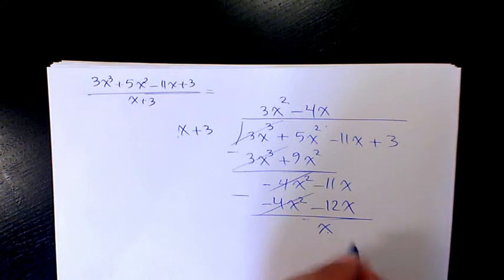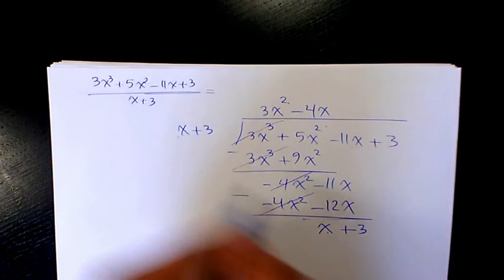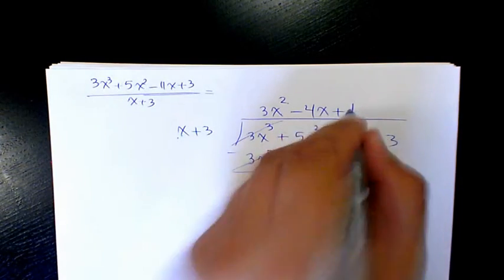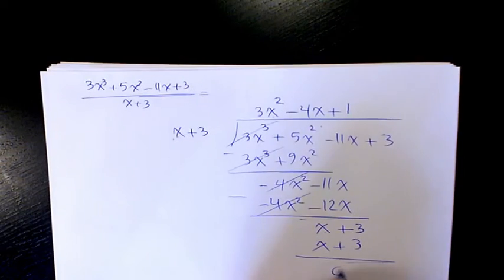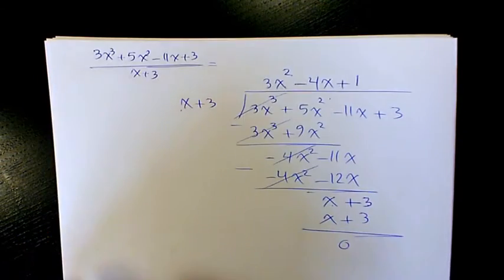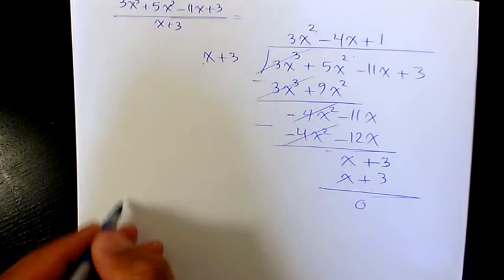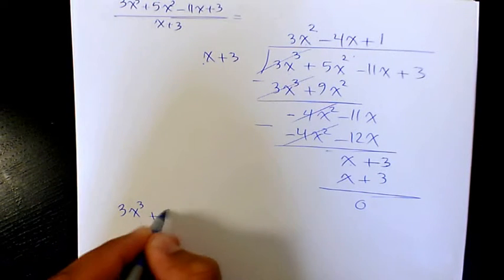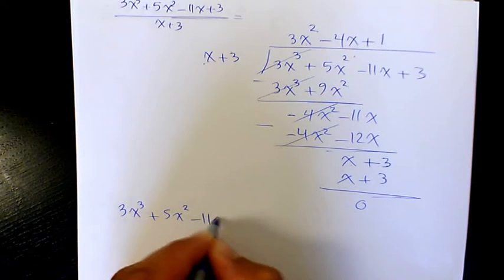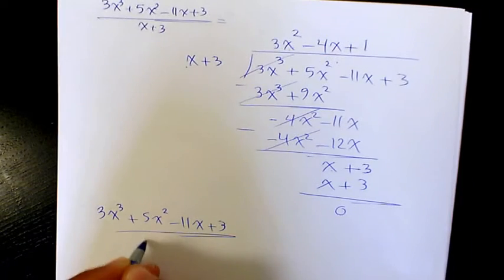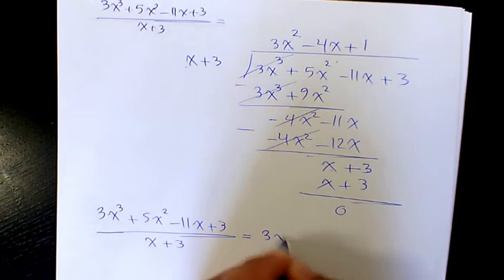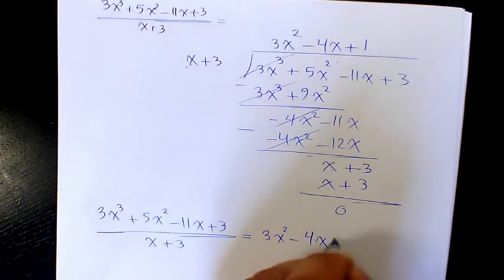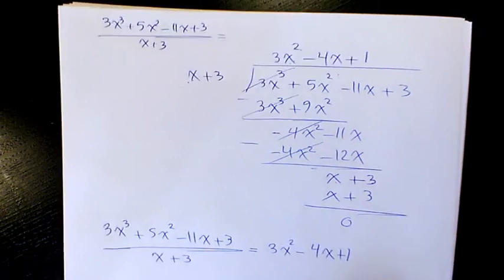Then you bring the next term down, plus 3. x divided by x is going to be 1. 1 times x, x. 1 times 3 is going to be 3. When you subtract it, it's going to be 0. So remainder is 0. And you can say 3x cubed plus 5x squared minus 11x plus 3 divided by x plus 3 is going to be 3x squared minus 4x plus 1, and no remainder.